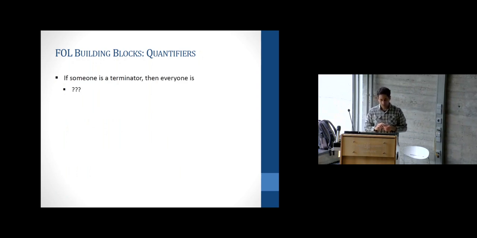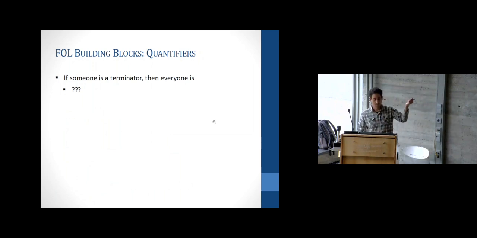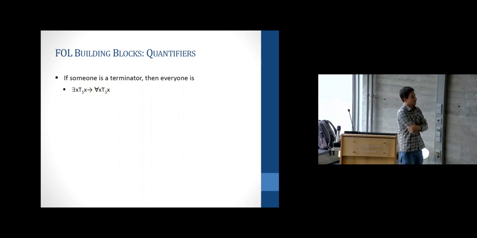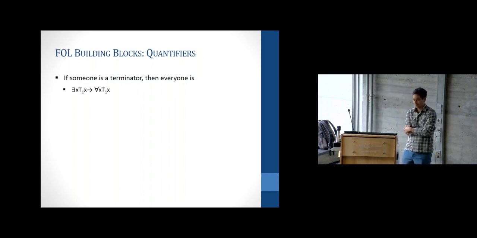If someone is a terminator, then everyone is. Okay, now it's still a conditional, right? But both parts of the conditional involve quantifiers. Someone, what does it stand for? The existential, everyone for the universal. Okay, so we can write it down like this. If there's an x such that x is a terminator, then for all x, x is a terminator.